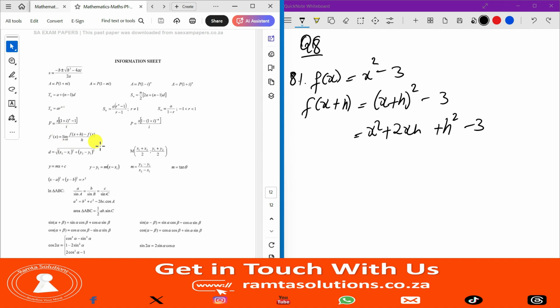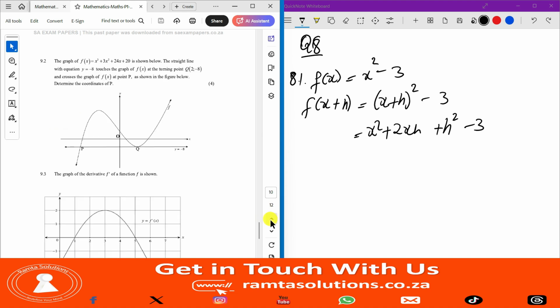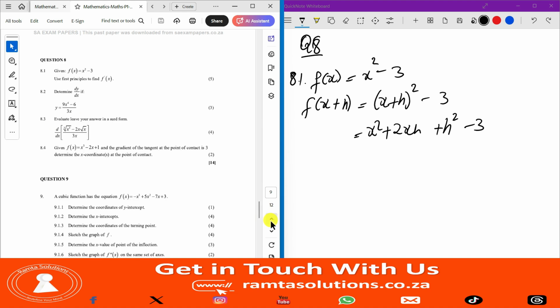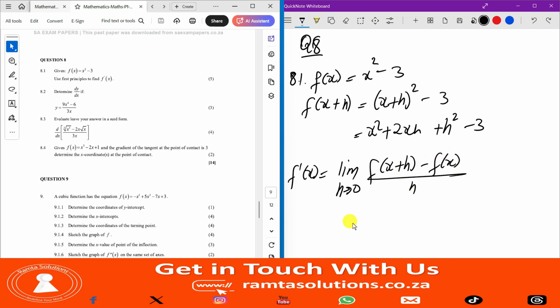Here it is. Do you see it? So I advise that you know them off by heart. Otherwise, you can go to your formula sheet. Okay, let's go. So f prime x is equal to the limit as h tends to 0 of f of x plus h minus f of x all over h.